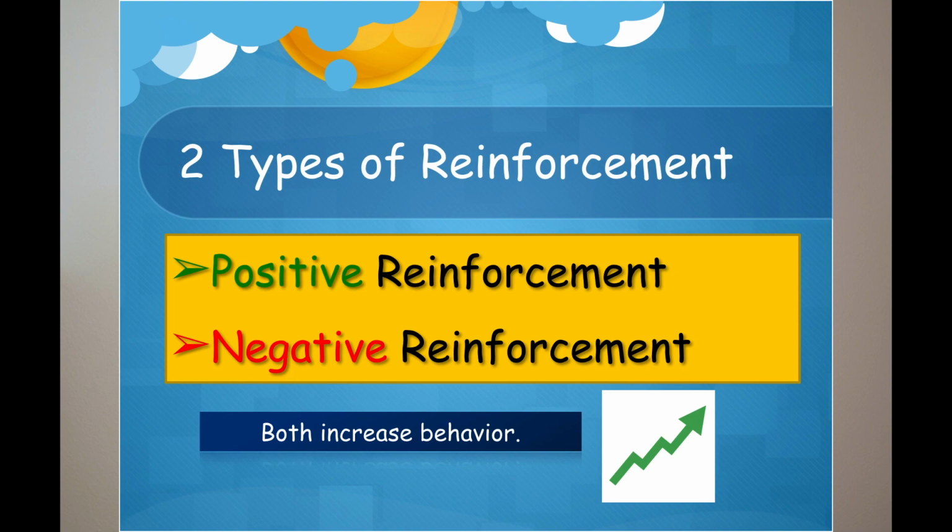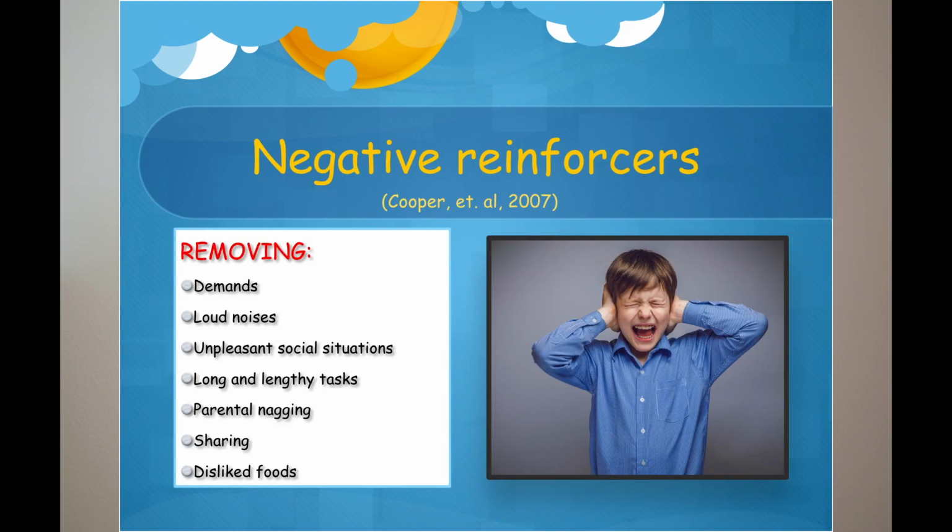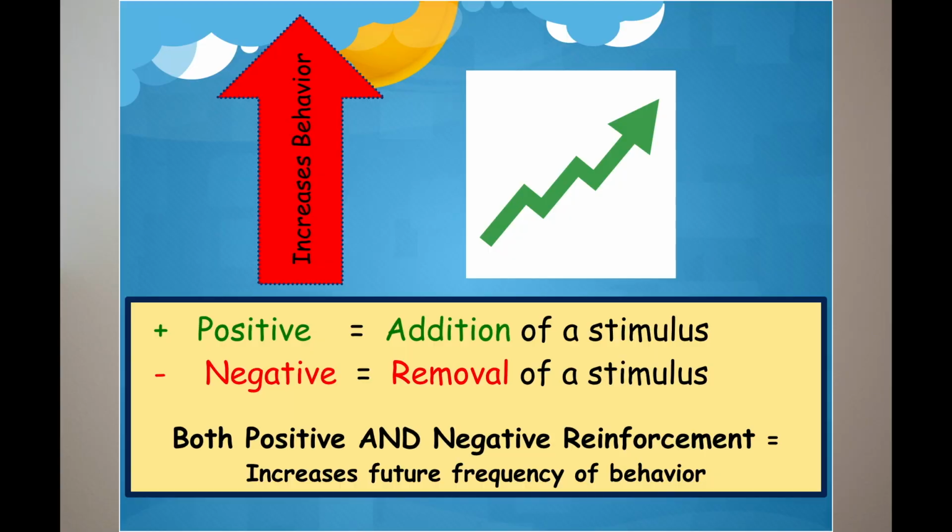There are two kinds of reinforcers, positive reinforcement and negative reinforcement. As you can imagine, positive reinforcement is simply adding something after the behavior that increases the future frequency of that behavior, and negative reinforcement is taking something away, such as giving the child a break, which increases the future frequency of behavior. It's very important to note that both positive reinforcement, adding something, and negative reinforcement, taking something away, both increase the future frequency of a behavior.